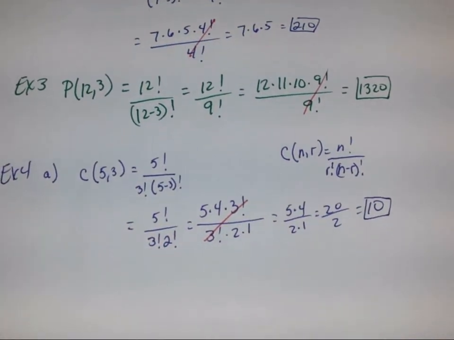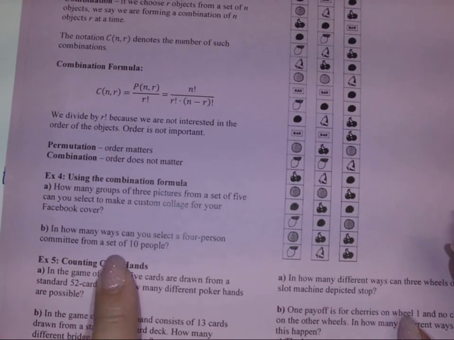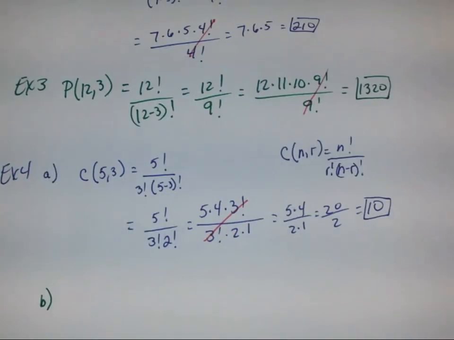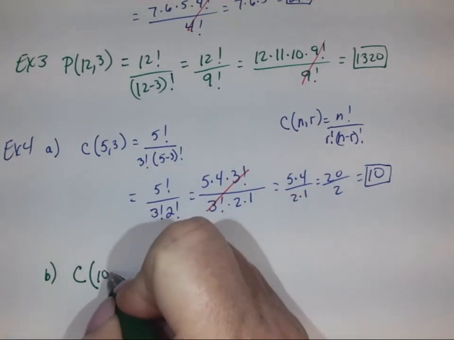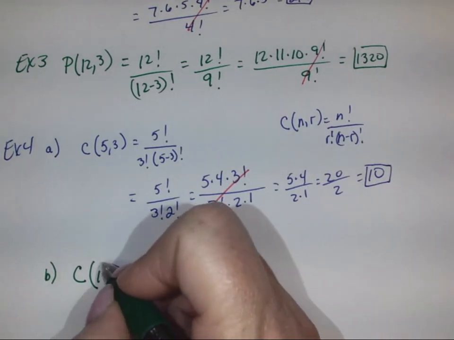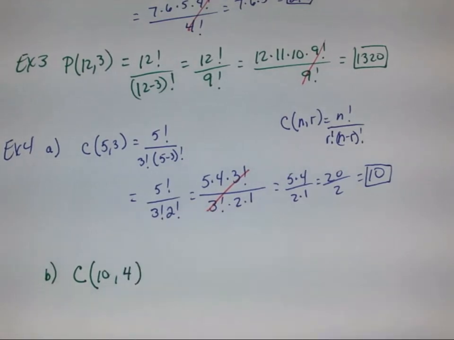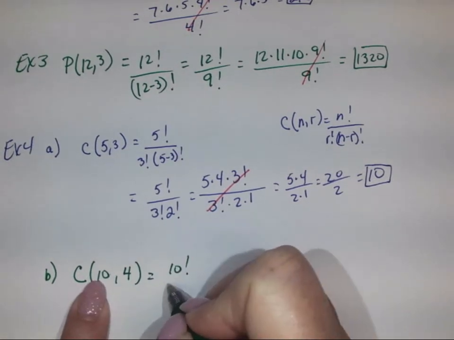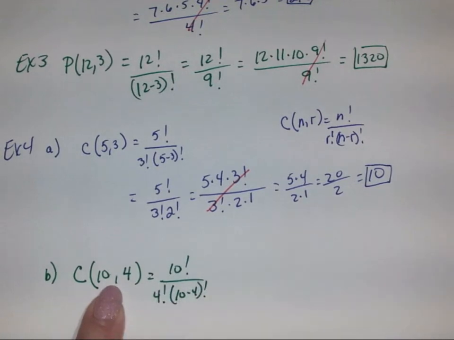All right, let's look at example B. In how many ways can you select a 4-person committee from a set of 10 people? So we're looking at a combination. We have 10 people and we're trying to choose a 4-person committee. So out of 10, we want to choose 4. It will be 10 factorial over 10 minus 4 factorial times your 4 factorial.